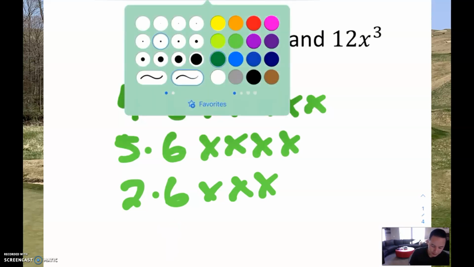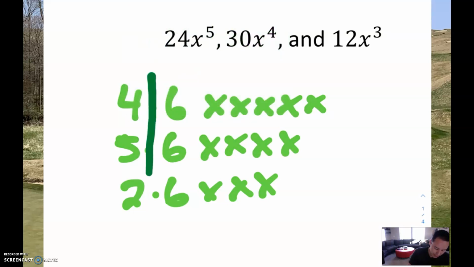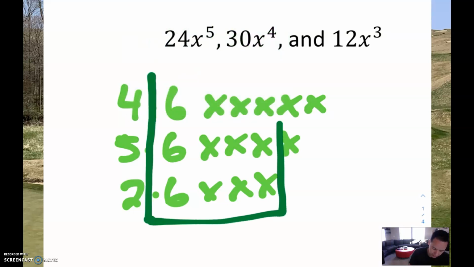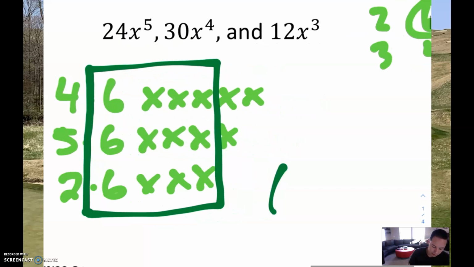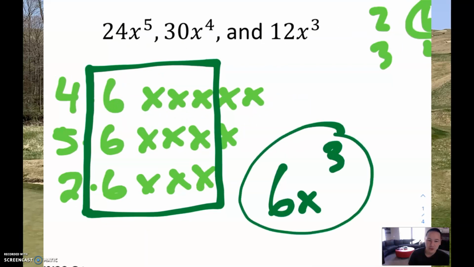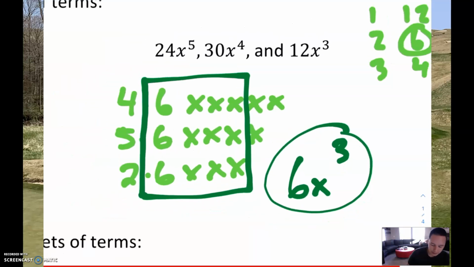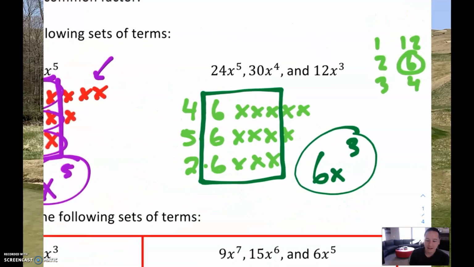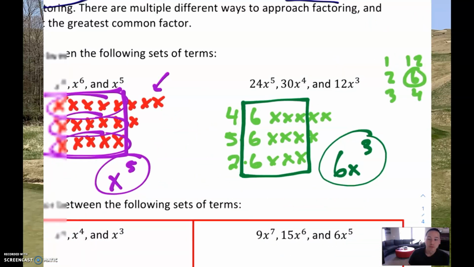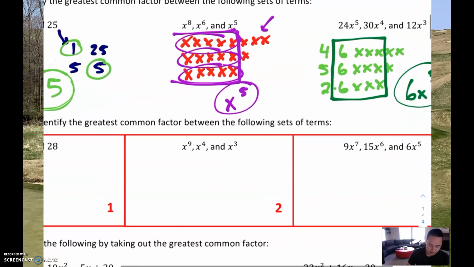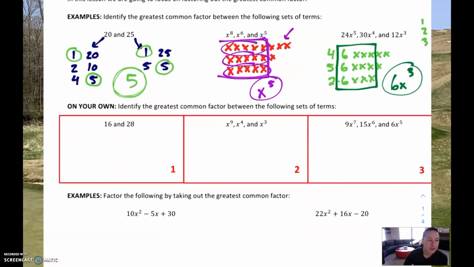And if we identify what they have in common, they all have a 6 in common, and they all have an x to the 3rd in common. So your greatest common factor would be 6x to the 3rd. We want to get really good at identifying the greatest common factor before we start factoring. So go ahead and try the next 3 on your own. You're going to pause the video now, and when you are all done, come on back.